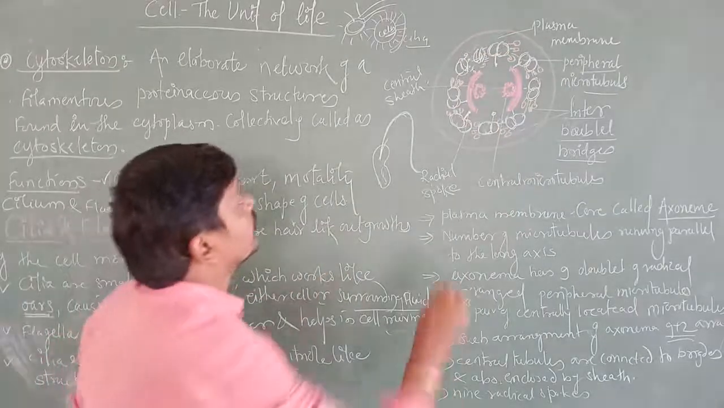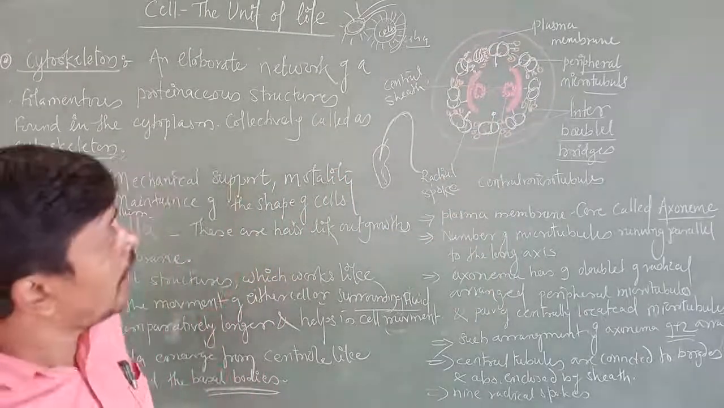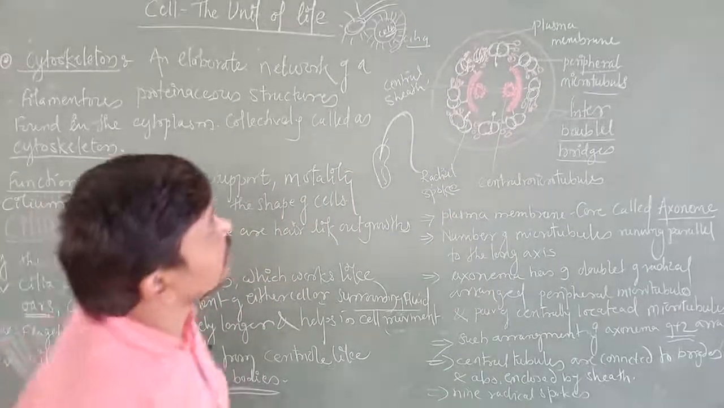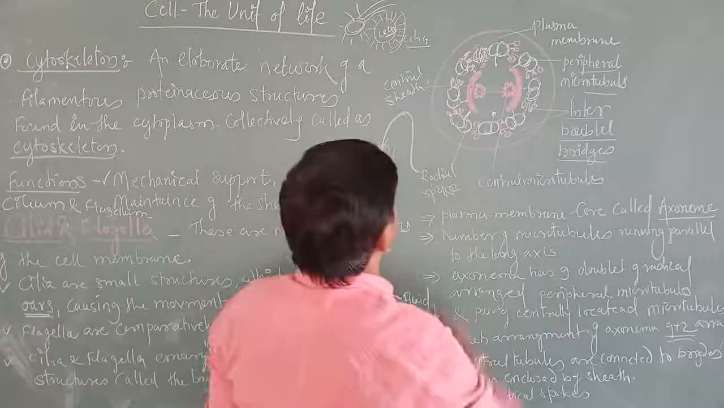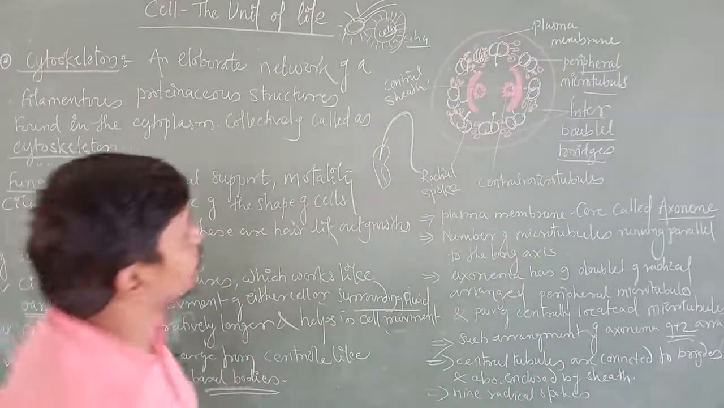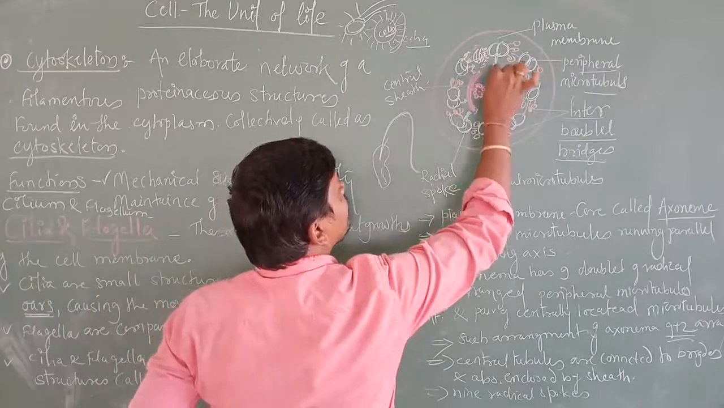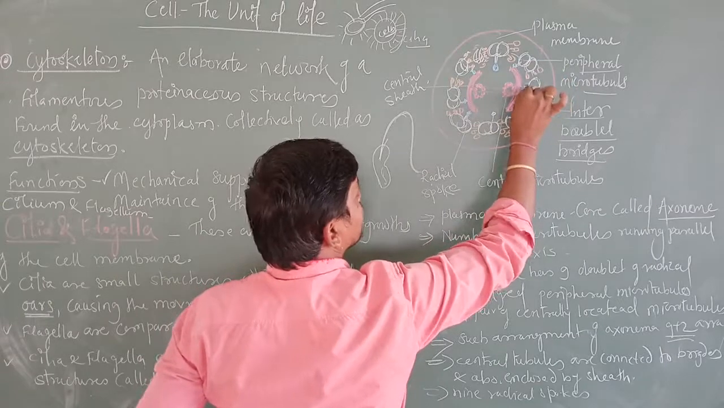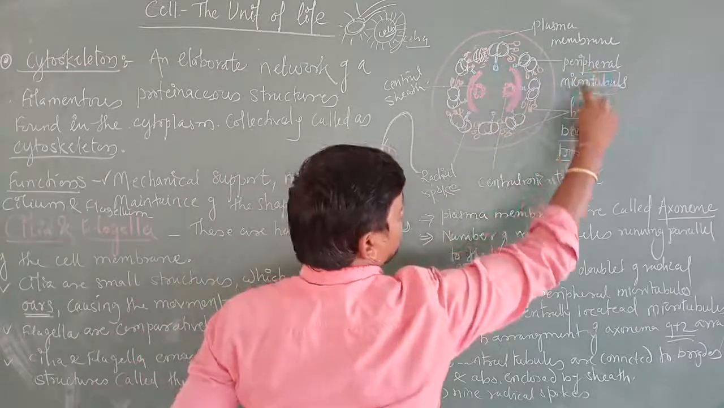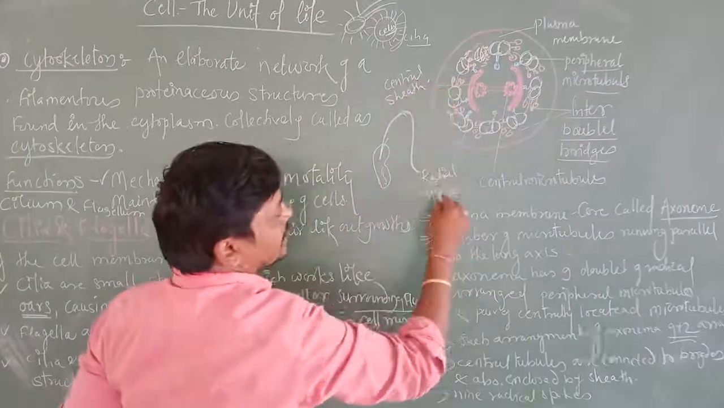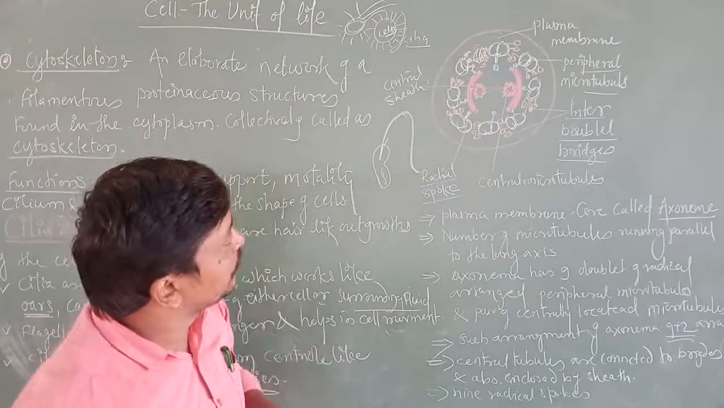Next, draw here the interdoublet bridge. And these peripheral tubules and interdoublet bridges are attached to the central sheath. Here I am going to make it blue. The peripheral microtubules and interdoublet bridges are attached to the central sheath with the help of radial spokes. You can note the radial spokes.